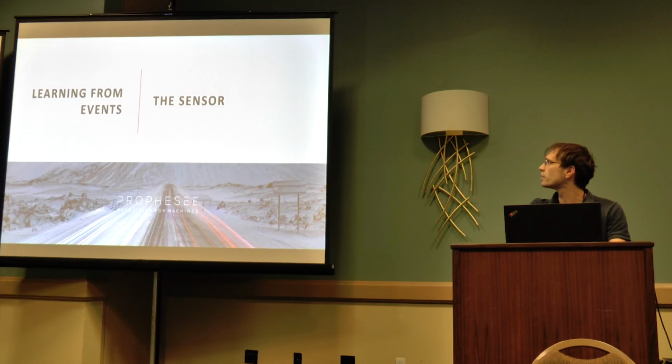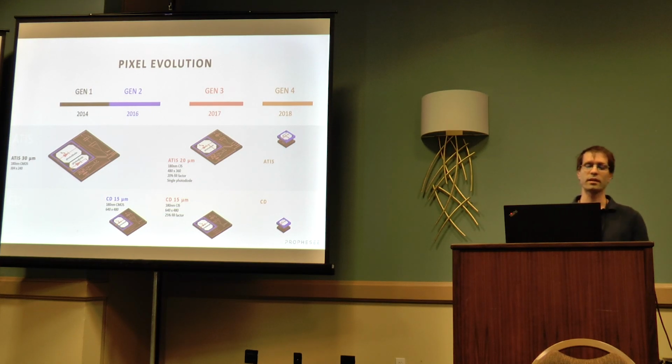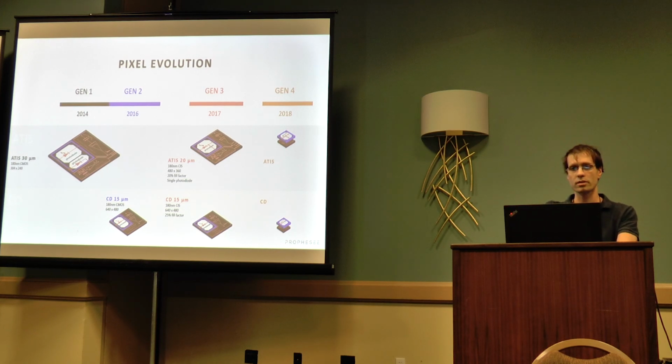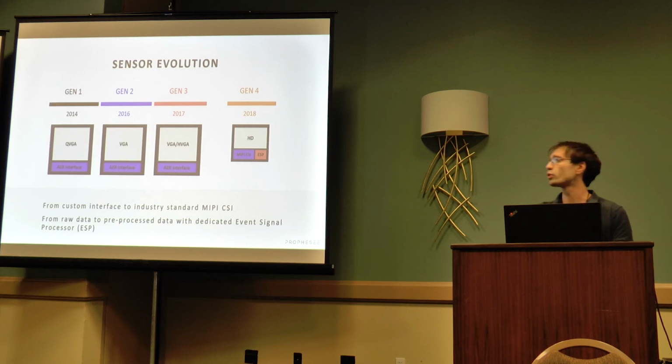So if we look at the evolution of Prophesee pixel, we see that the size of the pixel is constantly going down, and in our last generation sensor, to the best of our knowledge, it is the smallest existing event-based pixel, and thanks to the reduction of the dimension of the pixel, we can increase the resolution of the sensor. So on the sensor side, we also passed from a custom interface to a standard one, which will allow easier integration with other industrial frameworks. And we also put directly some event signal processing in the sensor. And this is something that we'll see more and more.